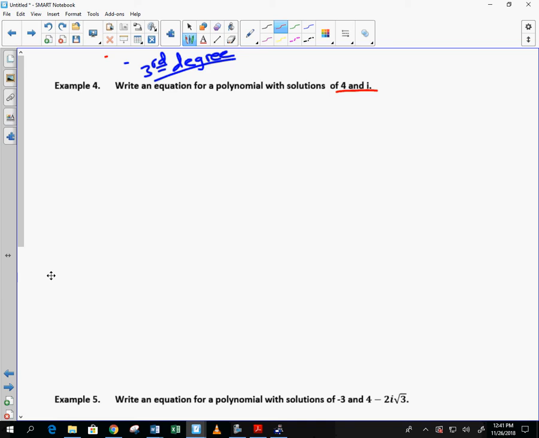Well, here's where I start. I say, well, I got to write solutions with 4 and i, and it's third degree. So there should be a total of three solutions. I know one of them is 4. I know one of them's i. What would the third one be? Anybody know?